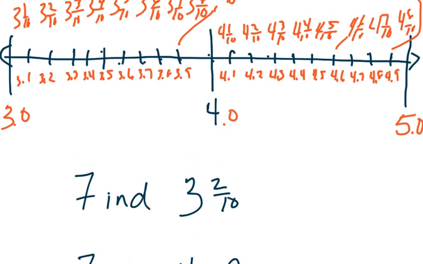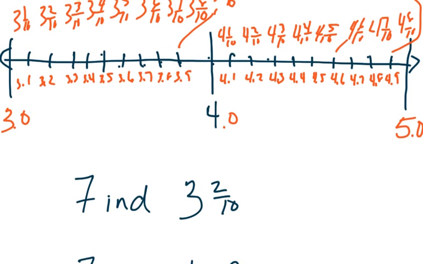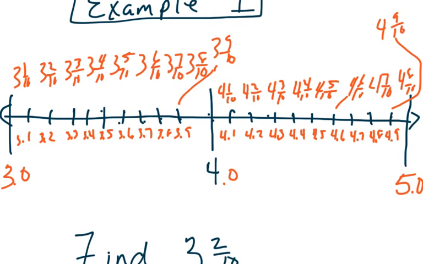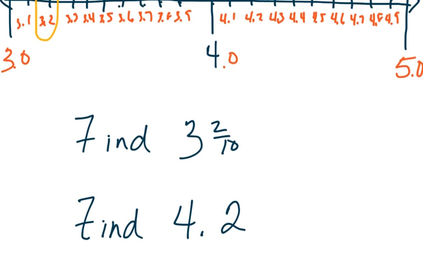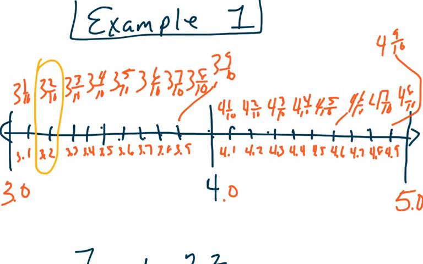Now, the first one says find 3 and 2 tenths. Well, since you labeled the whole number line, look at that. Boom. Done. Next one says find 4 and 2 tenths. Since you labeled the whole number line, oh, there's 4 and 2 tenths right there. Boom. Donezo. And that is the end of our lesson. When you put this in your notebook, make sure you space everything out a little bit better than what I did.